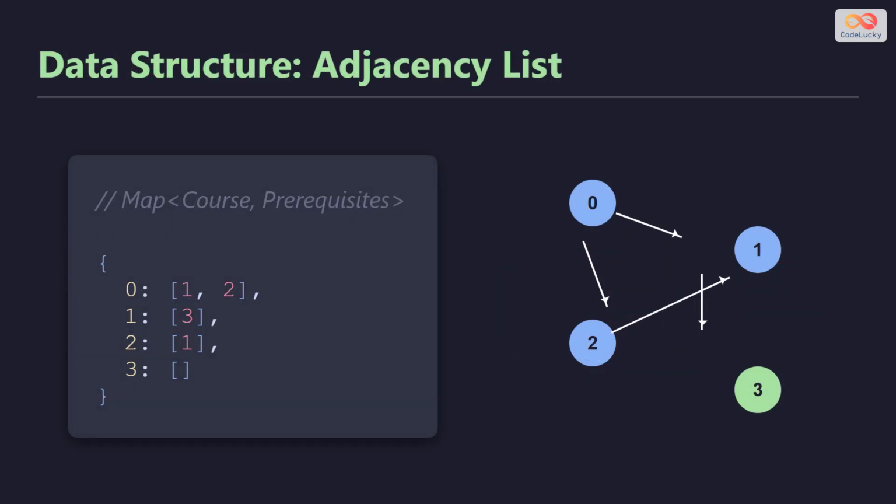We represent this graph in code using an adjacency list. This is essentially a map or an array of lists. For every course, we store a list of all the courses that depend on it. This allows us to easily traverse the graph.